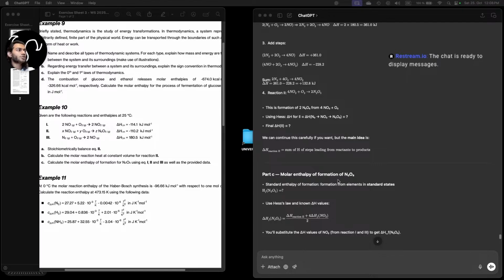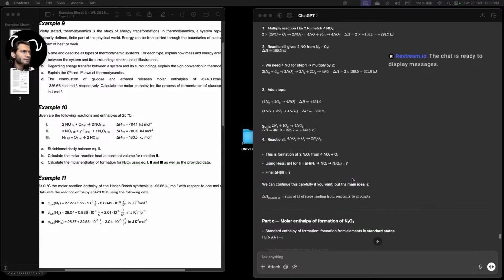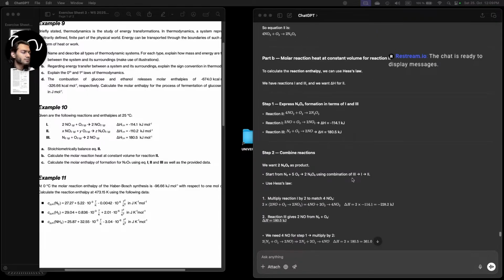Molar enthalpy of formation of N2O5. Standard enthalpy of formation for elements in standard states. Enthalpy of formation is enthalpy of reaction 2 plus 4 times enthalpy of formation of nitrogen dioxide. Enthalpy of reaction 2 by 2. What? I did not know this formula. It's 1209. God damn it.